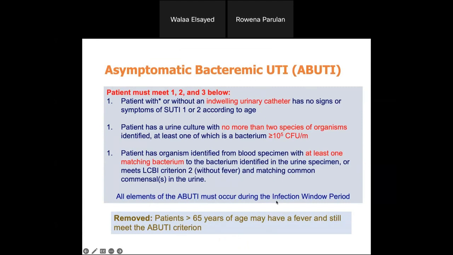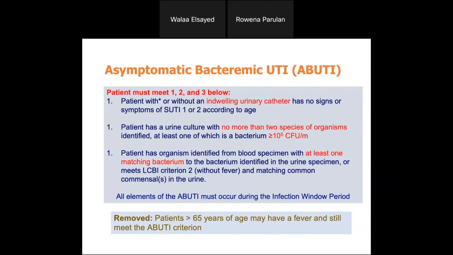What is ABUTI? The patient must meet criteria 1, 2, and 3. The first criterion: the patient with or without a urinary catheter has no signs and symptoms of SUTI 1 or 2 according to the age. As we know, for patients who are more than 1 year old, there is no hypothermia, no apnea, no bradycardia, and the rest of the symptoms are the same. But the patient has asymptomatic bacteremia, with or without an indwelling catheter, with no signs and symptoms.